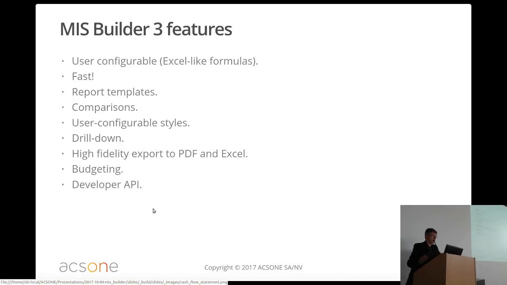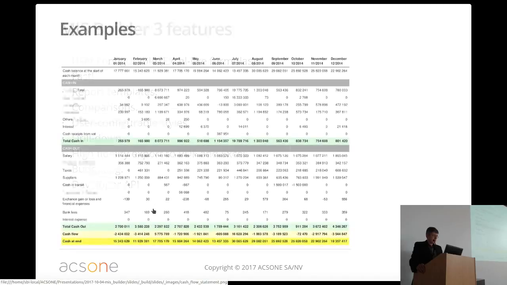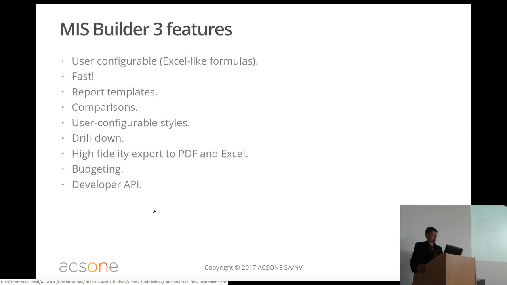There is this comparison feature. You can configure the styles yourself, so you see here those colors, the fonts in bold and so on. You can configure it yourself, and those are preserved when you export to PDF or Excel. You get the exact same presentation. There is a drill down, so when you click on a cell, you get the detail of the data that ended up with that value.